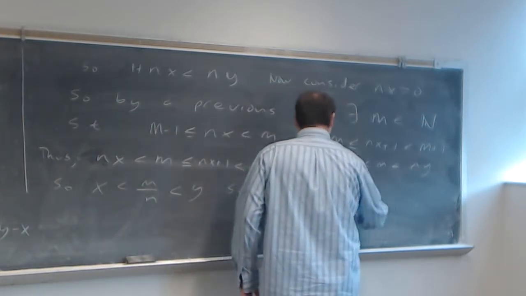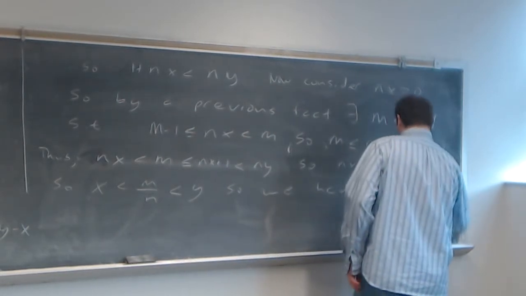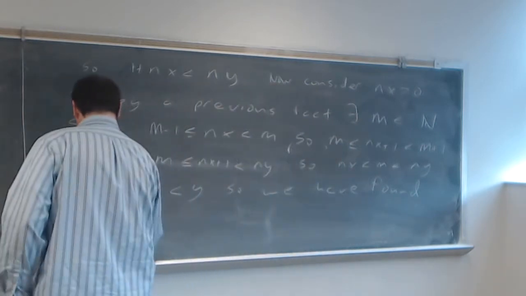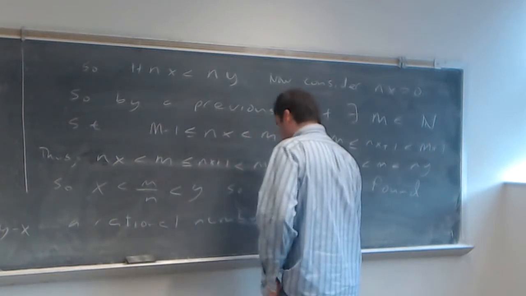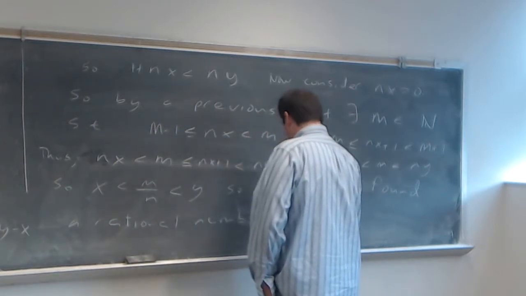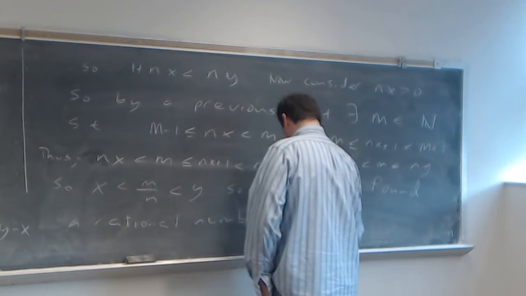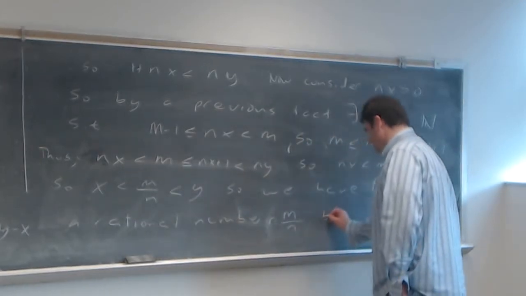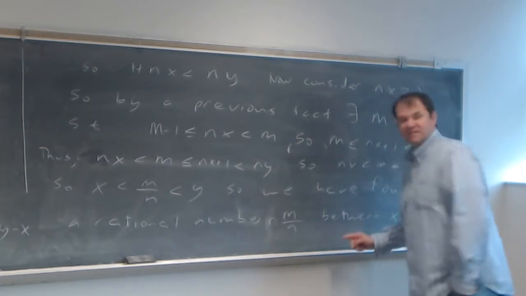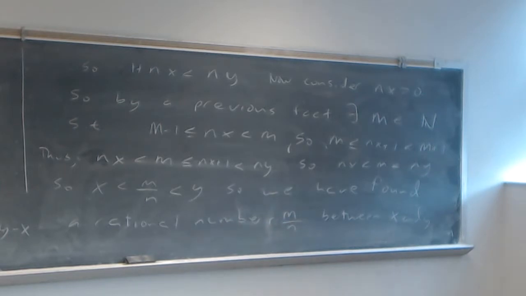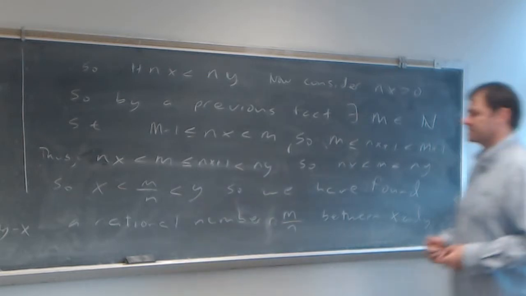So we have found a rational number m over n, and I'm going to call that r, between x and y. So in this case, I produced what I wanted to. Is that okay with everybody? What case was this? This was the case where x was bigger than 0. Okay, now let's look at the next case.